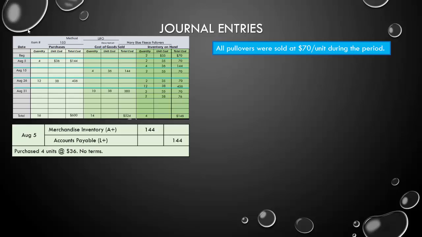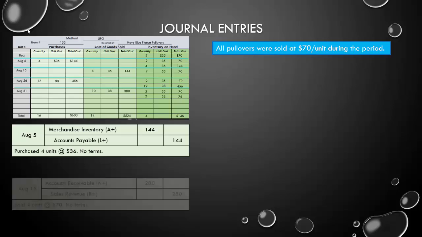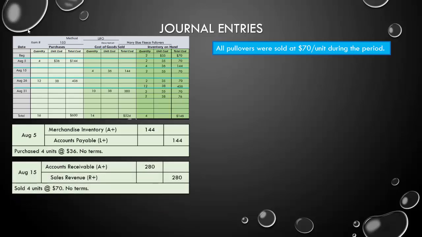You need 2 journal entries every time you make a sale in a retail business. The first one's going to record the revenues. So we sold 4 units. And we sold every pullover during the period at $70 per unit, which means if we're selling on account, we would debit accounts receivable for $280, the 4 units times the $70 sales price, and we would credit sales revenue for that same amount. First entry records the revenue.